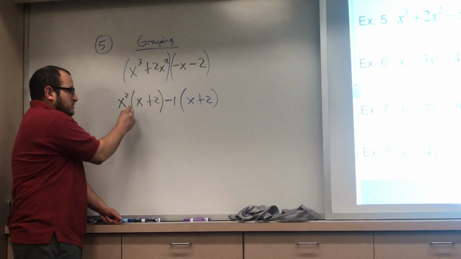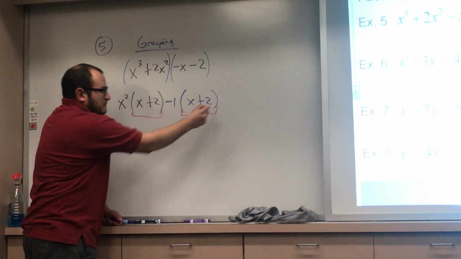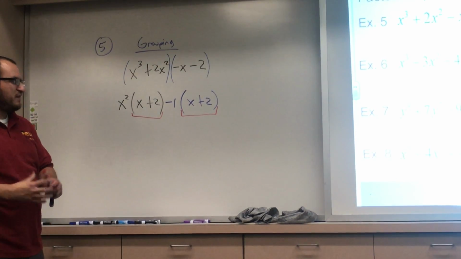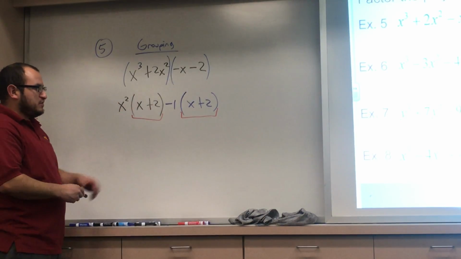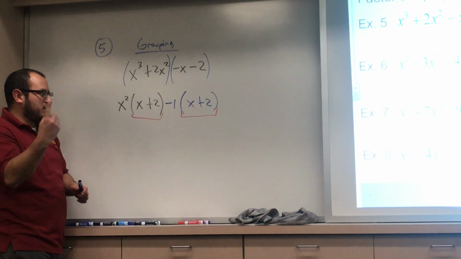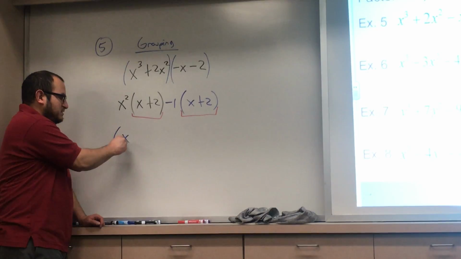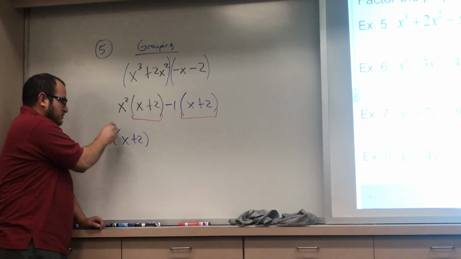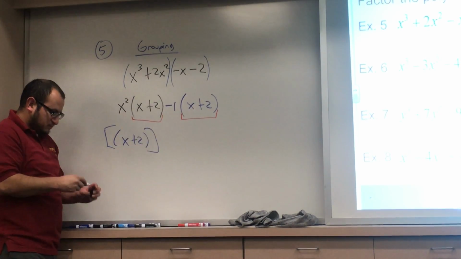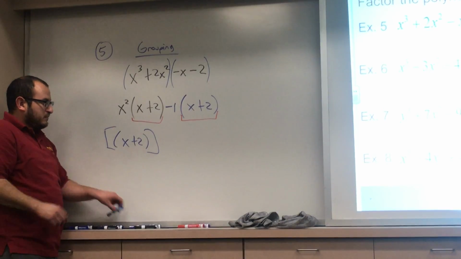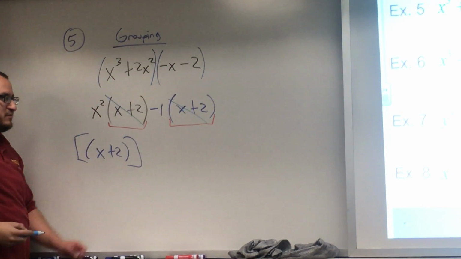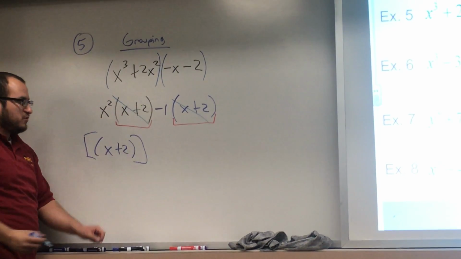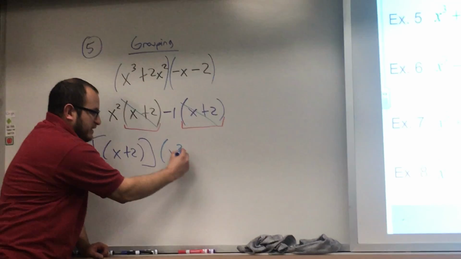Alright, so they have x plus 2 in common. So I'm going to factor it out. I'm going to take it out. If you take something out, you don't have to take both of them out. You're just taking one of them out. So we're left with x plus 2. Put a bracket around it. I'm going to cancel it out. So you see that I took both of them out, so they're both gone. What's left over? X squared minus 1.